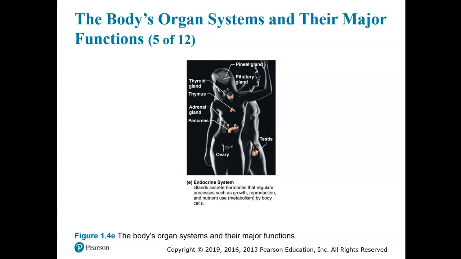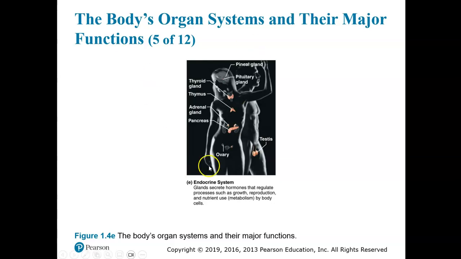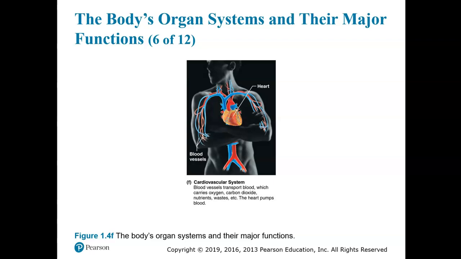The pancreas produces insulin and glucagon to help regulate blood glucose levels. The testes produce testosterone, the ovaries produce estrogen and progesterone. So, and I'm oversimplifying this, but I just want you to have an overview, and the endocrine system is one that not everyone is as familiar with.